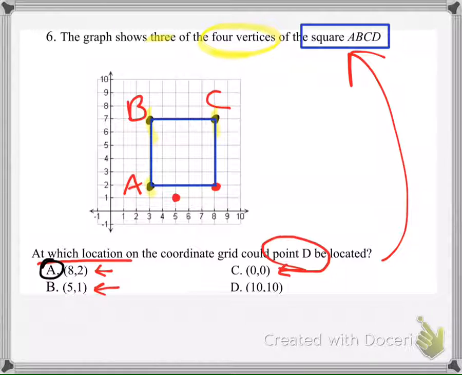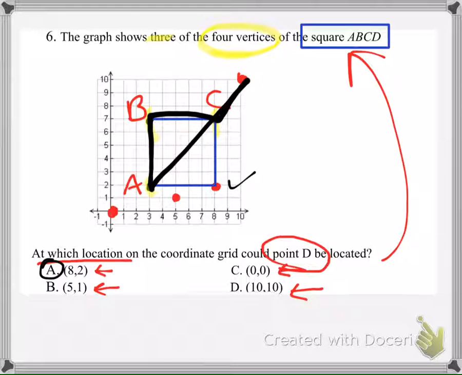If you look at C, C is at the origin, (0, 0). So if I put those together and I connect them, it's going to look something like this. Weird. Not a square, definitely. So if you do the last one, (10, 10), 10 units to the right and 10 units up is way up here at the corner, which means I would connect the points and it looks something like that. That would not be a square either.